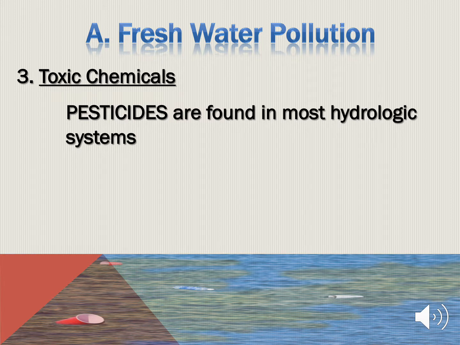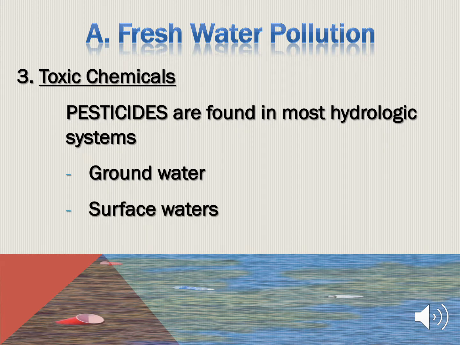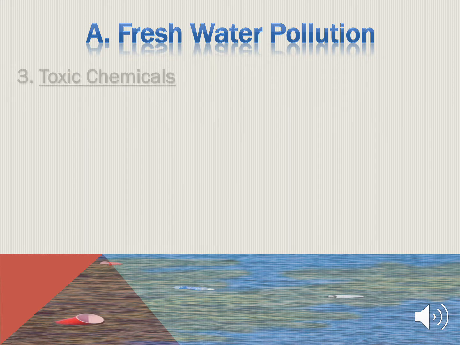We find pesticides in most hydrologic systems on the planet Earth. Pesticides are widely used. They get into the environment many different ways. We find pesticides in groundwater. We find pesticides in surface waters. So as expected, we will talk about pesticides a little bit when we talk about groundwater quality and surface water quality.